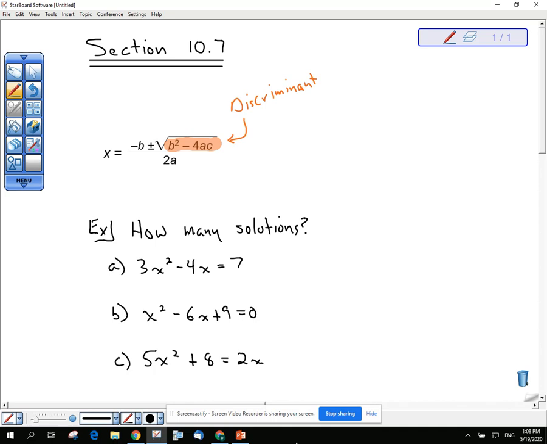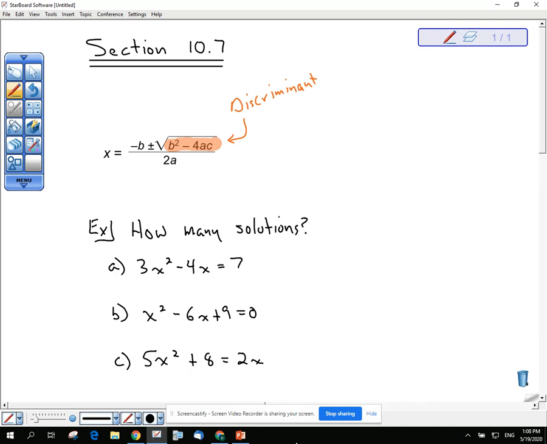Now, the vast majority of the problems that you did in section 10.6 would be a positive number. I think there was one exception where you actually got zero. So let's just get that one out of the way first, because the vast majority of the time on the problems that you did in 10.6, you got two solutions.